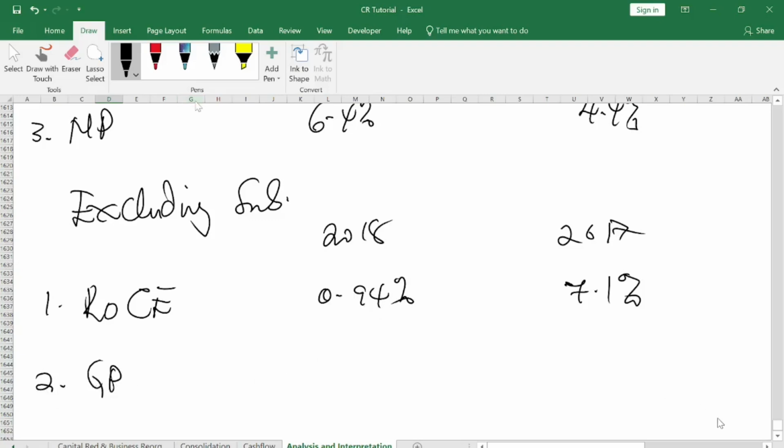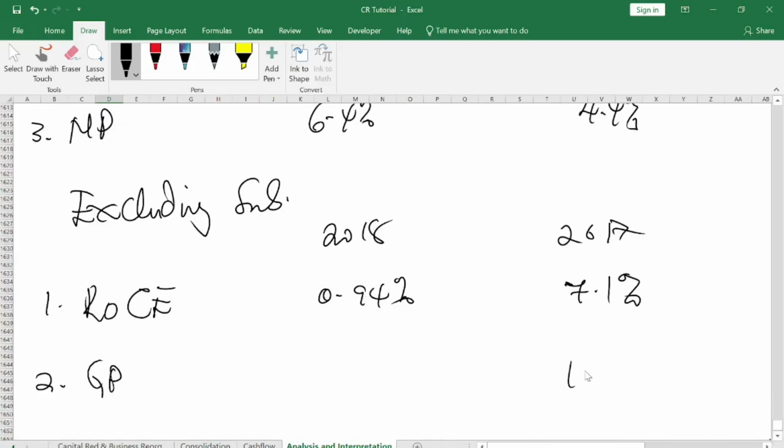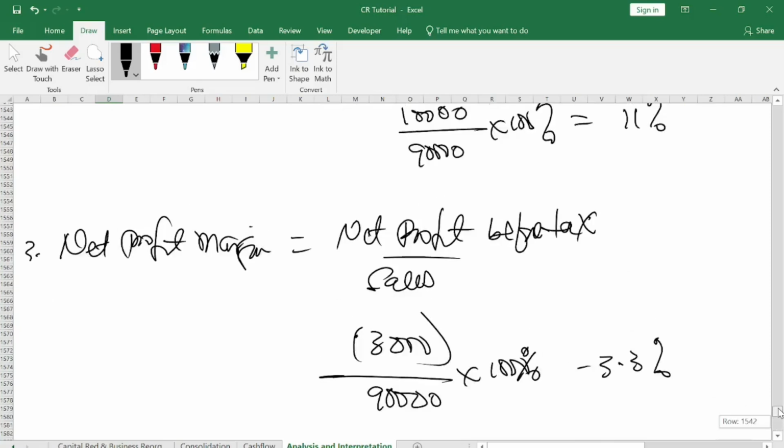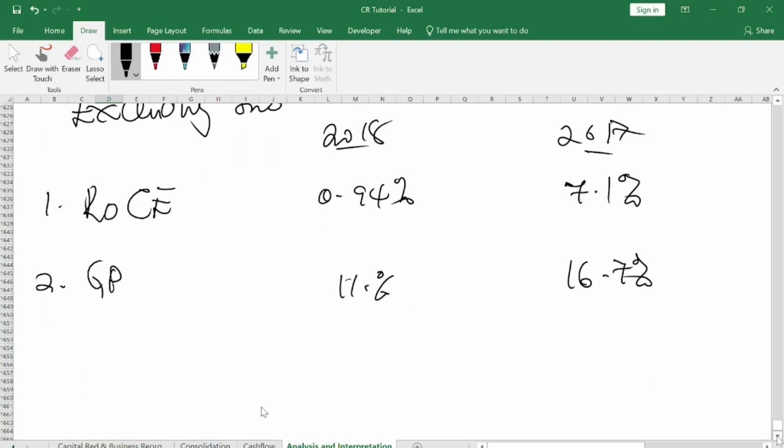Gross profit. Gross profit is giving me 11%. This one is 16.7%. And then this one gives you 11%. Then net profit margin. This one is 3.3%. And then this one gives you 4.4%. What can you say? So now you are coming to do your analysis.